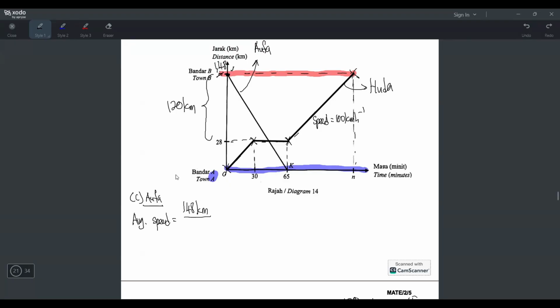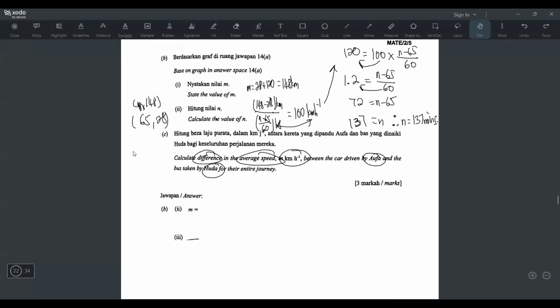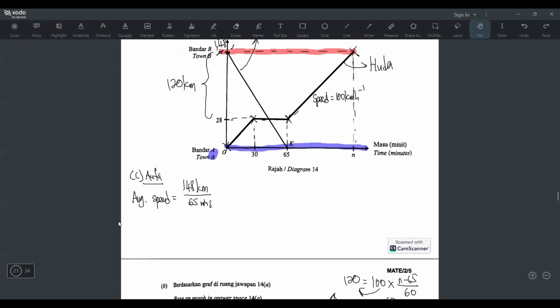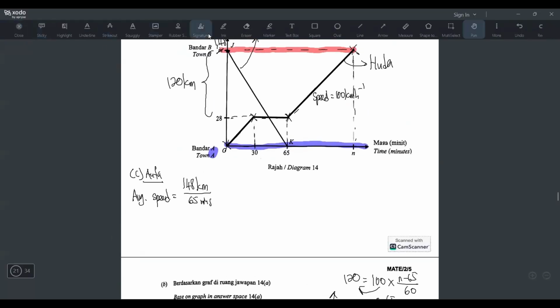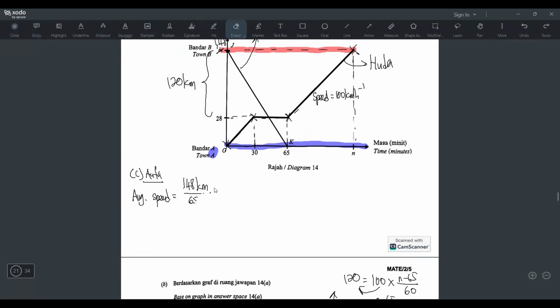I would even recommend writing the unit. And then what is the time taken? 65 minutes, right? But did you notice they want the average speed in kilometer per hour? So everything must be in kilometer per hour. So now I cannot use 65 minutes. How to convert minutes to hour? You divide by 60, right? But make sure you open a bracket here.